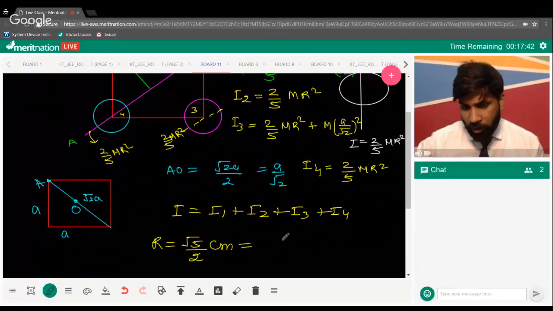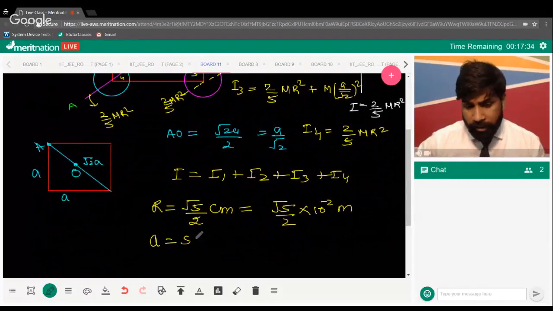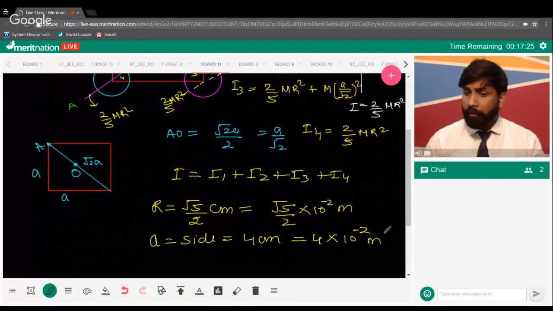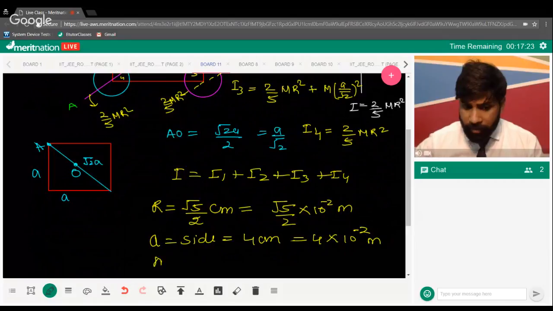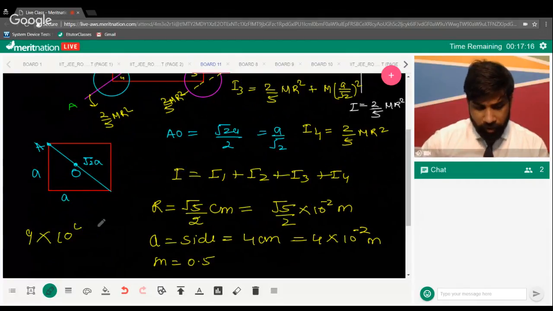Root 5 by 2 into 10 raised to power minus 2 meter. And what about the value of a? A is already given, na? Here the side a is 4 centimeter, or we can say 4 into 10 raised to power minus 2 meter. Okay, after putting the values of r, a, and mass, which is 0.5, you'll get the final answer. And the final answer is 9 into 10 raised to power minus 4. Okay, this is the final answer.